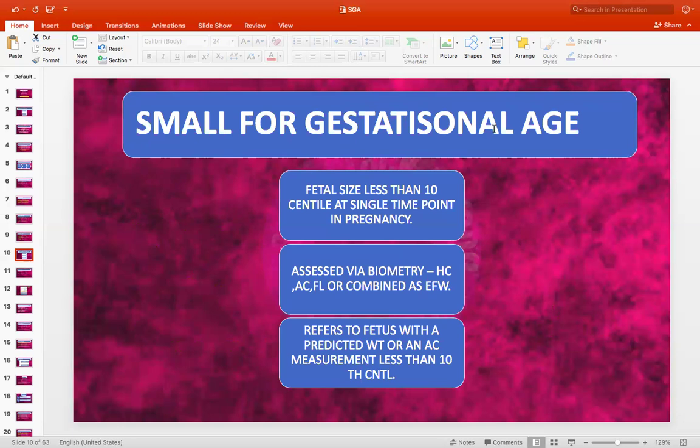Now, small for gestational age. When fetal size is less than the 10th centile at a single time point in pregnancy. And how do we assess fetal size? By biometry, that is head circumference, abdominal circumference, femur length, separately or combined as estimated fetal weight. It refers to a fetus with a predicted weight or an abdominal circumference less than the 10th centile. It's one and the same thing.